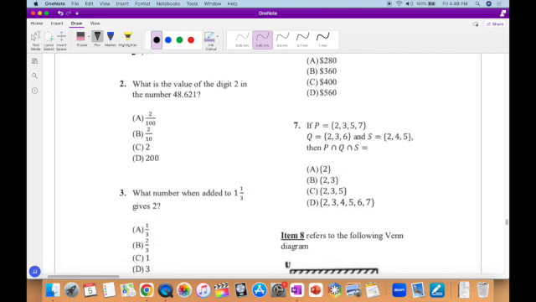What is the value of the digit 2 in this number? 48.621. This digit 2 over here. You put the 1 by the dot and you have 2 zeros, 2 over 100.